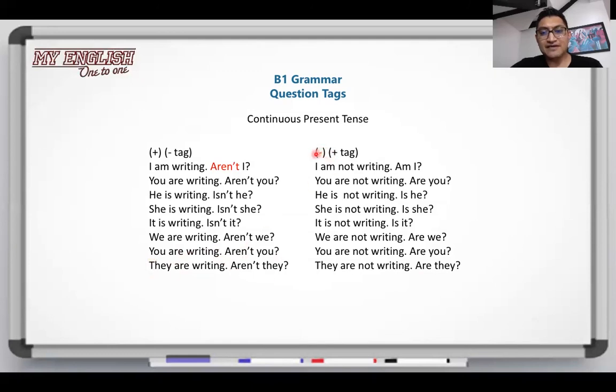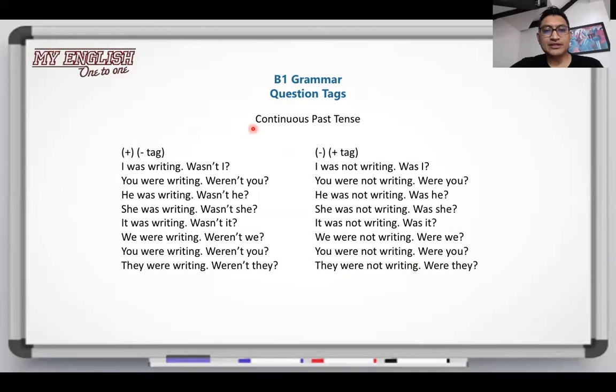Now we're going to have a negative sentence with a positive question tag. I'm not writing, am I? You're not writing, are you? He's not writing, is he? She is not writing, is she? It's not writing, is it? We're not writing, are we? You're not writing, are you? They're not writing, are they?